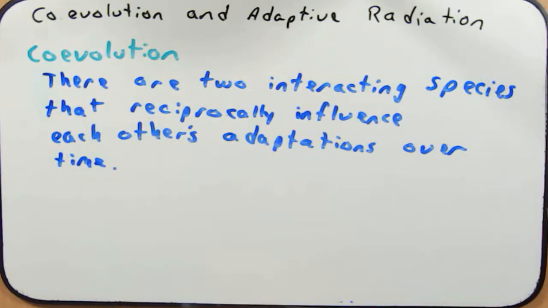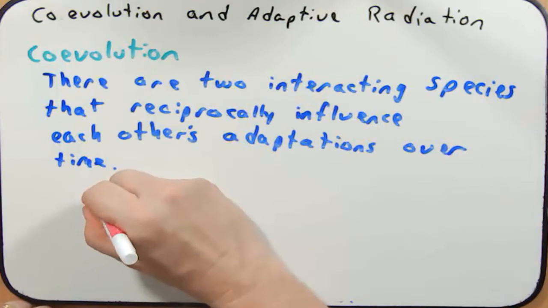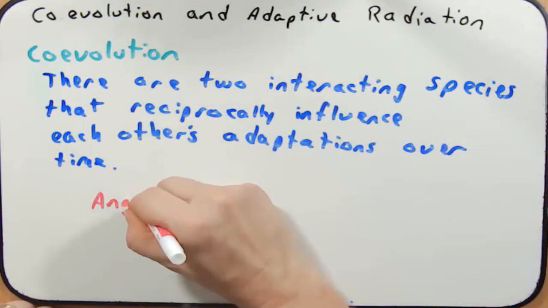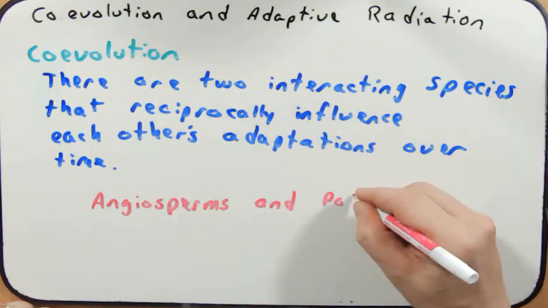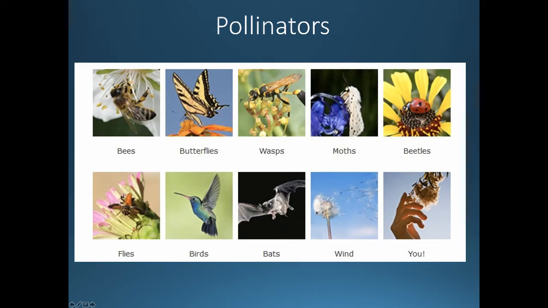There's a lot of examples seen throughout evolution, but not surprisingly, we're going to focus on angiosperms and pollinators. And earlier I listed several pollinators, so let's just refresh our memory of what pollinators are. You see here several examples of pollinators: bees, butterflies, wasps, moths, beetles, flies, birds, bats, and wind, and ourselves. So you can see a wide variety of animals that are important pollinators.